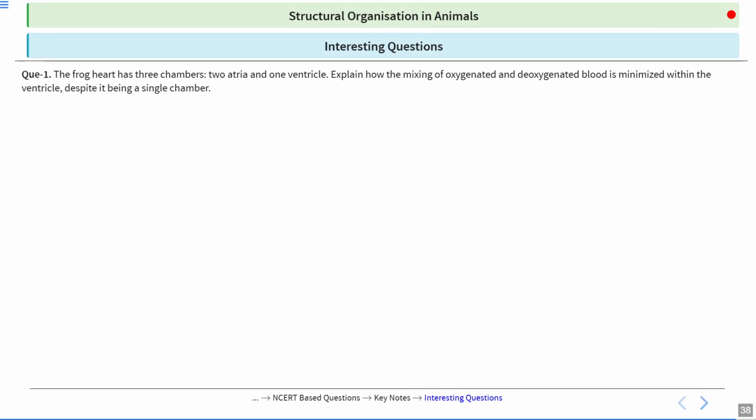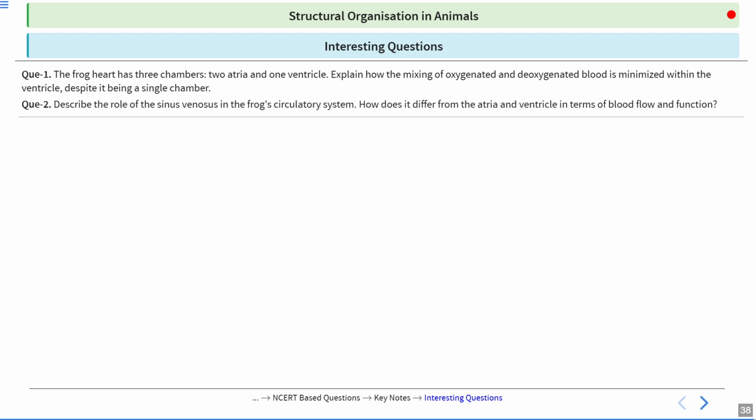Some interesting questions. The frog heart has 3 chambers, 2 atria and 1 ventricle. Explain how the mixing of oxygenated and deoxygenated blood is minimized within the ventricle despite it being a single chamber. Next question, describe the role of the sinus venosus in the frog circulatory system and how it differs from the atria and ventricle in terms of blood flow and functions.